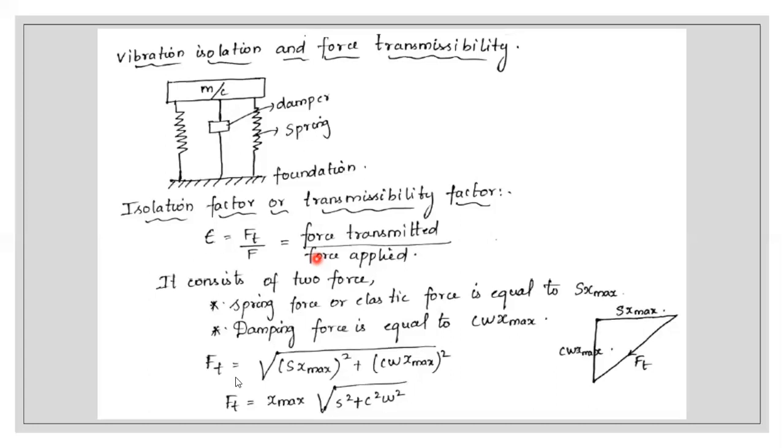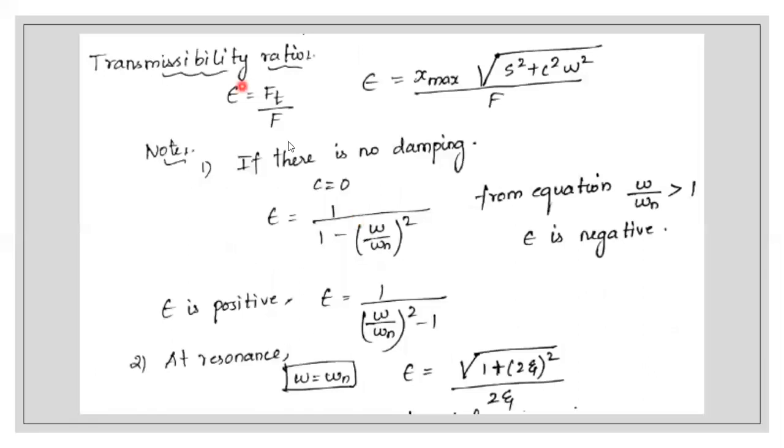So here is the formula for force transmitted, and we will also have a few more formulas. This is called epsilon. The epsilon will be force transmitted to force applied. So for epsilon, there will be a formula here, and if in the question they ask us to neglect damping, then C will be 0. Then the formula changes to what is shown here.